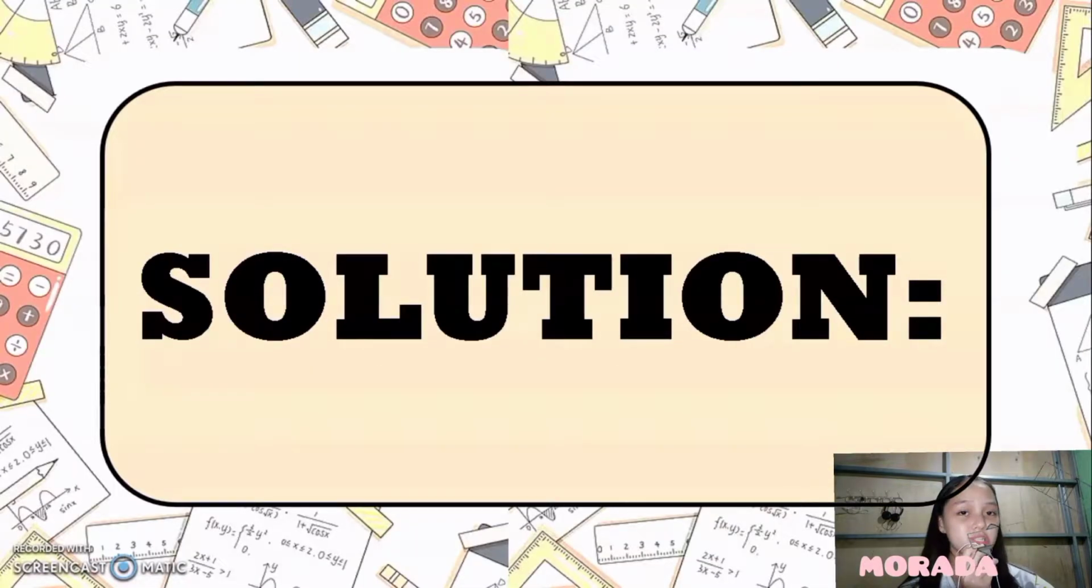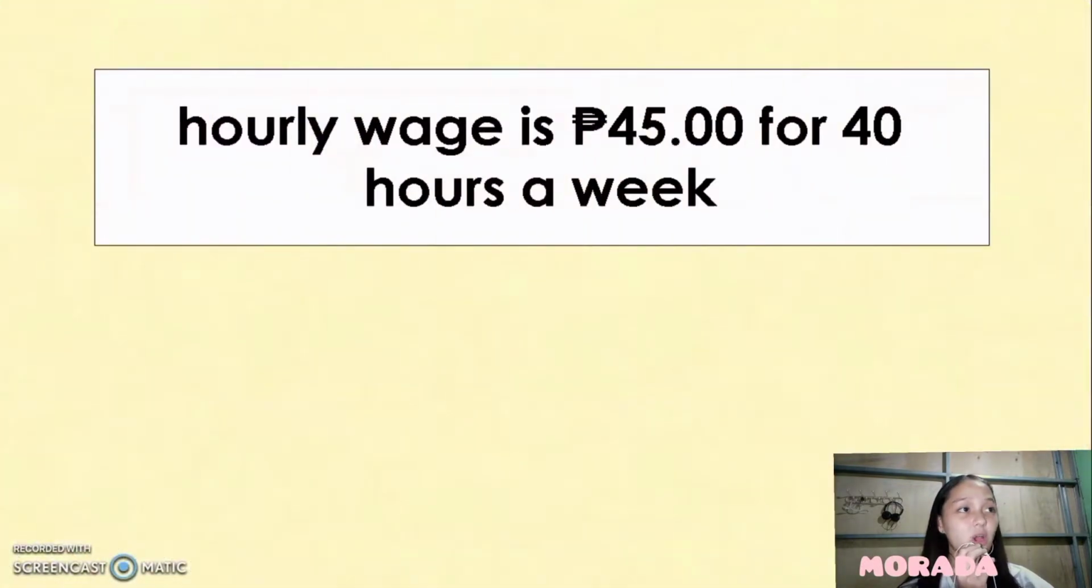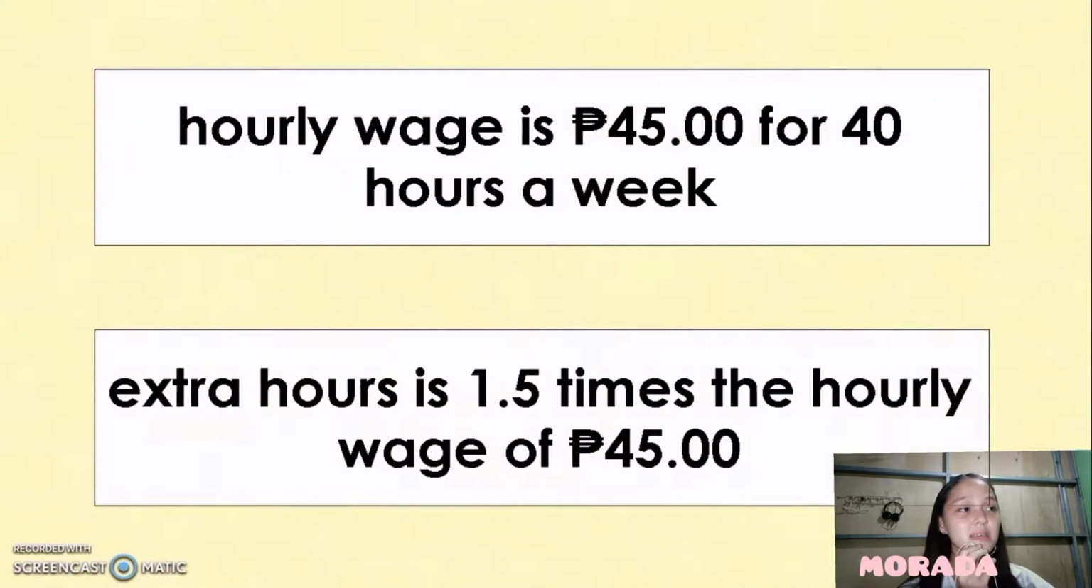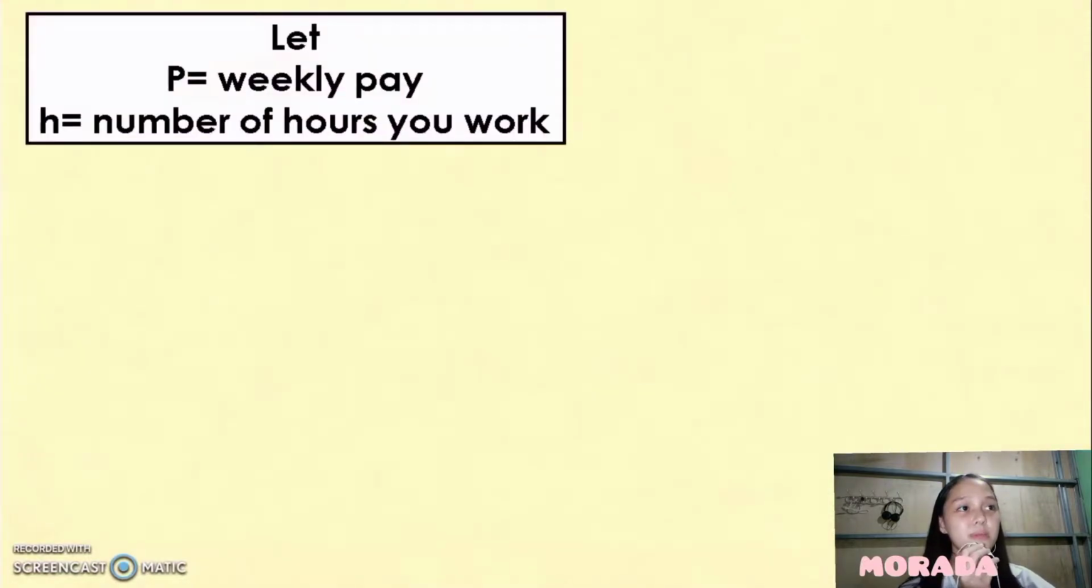Let's break down the conditions given. First, the hourly wage is 45 pesos for 40 hours a week. Second, every extra hour is 1.5 times the hourly wage of 45 pesos. Let P be the weekly pay and H be the number of hours you work.